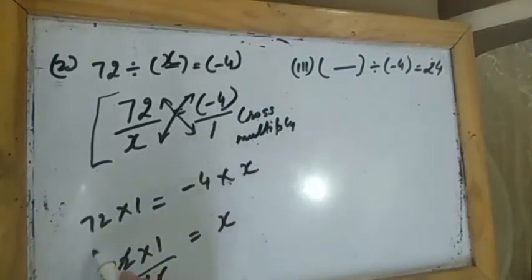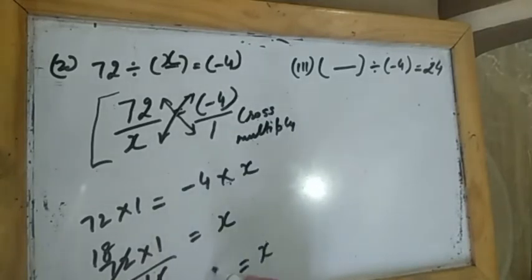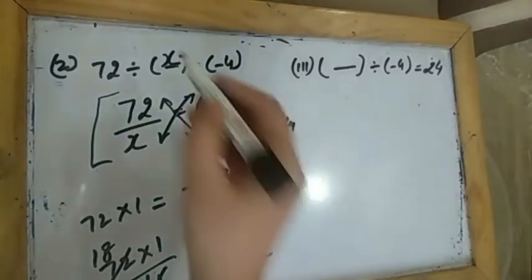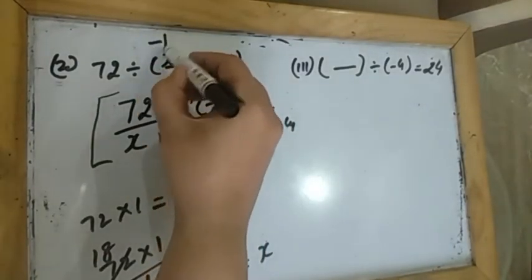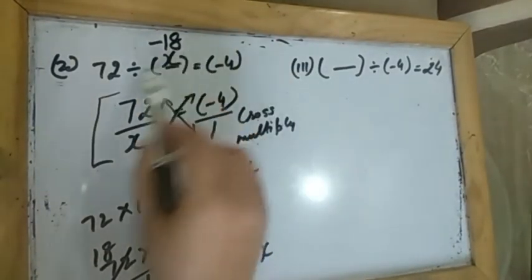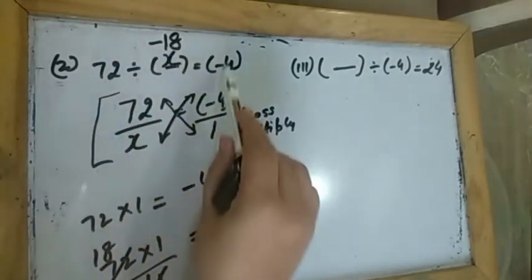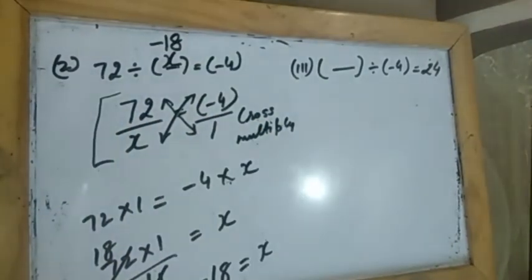So 4 eights are 32, and because one of the integers is negative, my answer will be minus 8. It means here we write minus 8. Now 32 divided by minus 8 is minus 4. So let me do one more example.